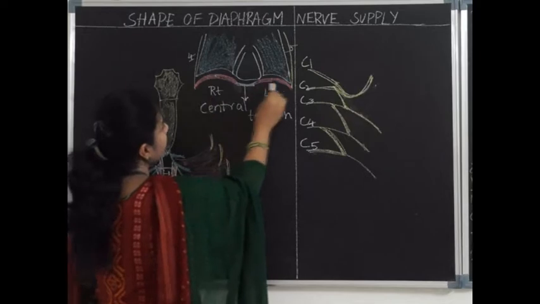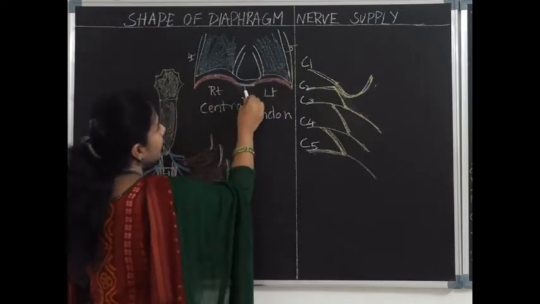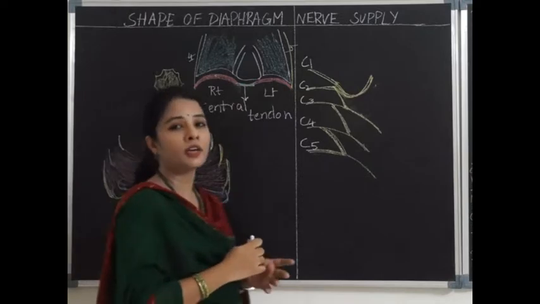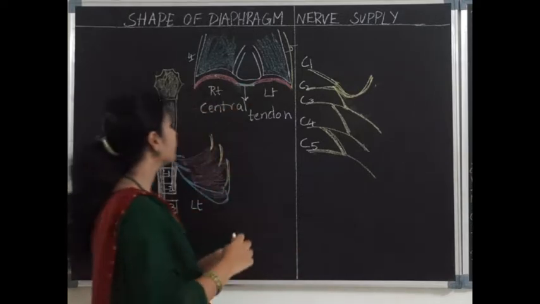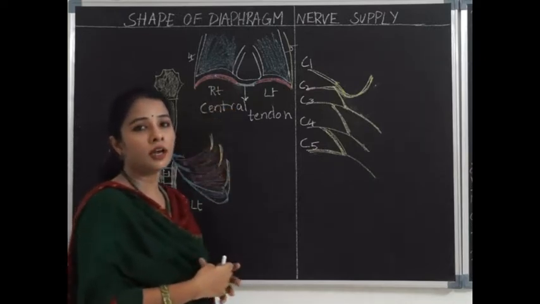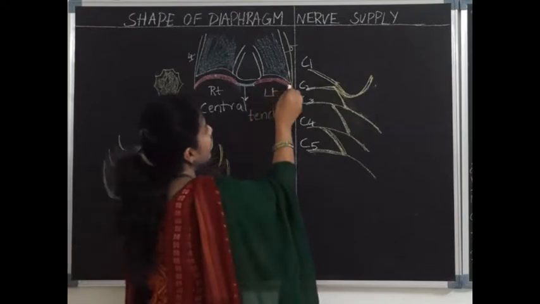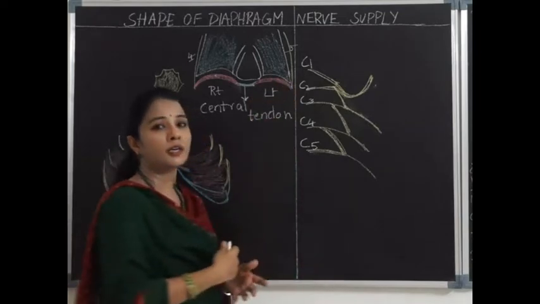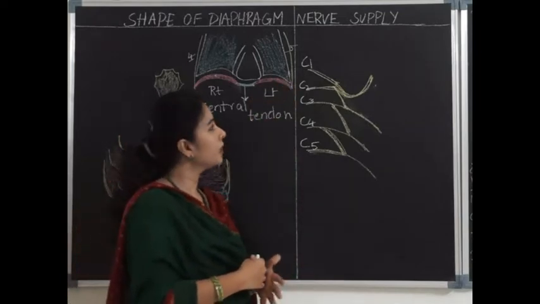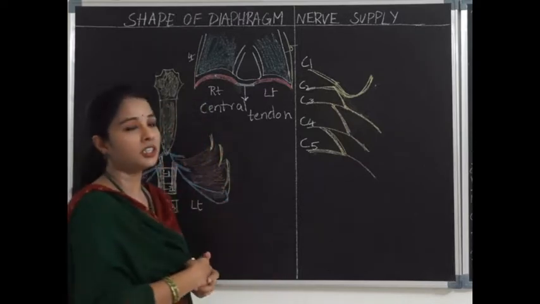Coming to the relations, superiorly the right dome is related to the right pleura and right lung, the left dome is related to the left pleura and left lung, and the central tendon is related to the pericardium along with the heart. Below, the right dome is related to the liver, right kidney and right suprarenal gland. On the left side below, it is related to the stomach, spleen, left kidney and left suprarenal gland. So that is about the relations.